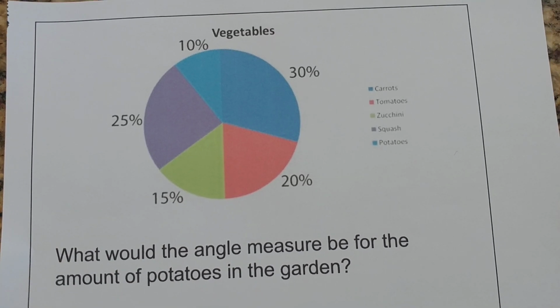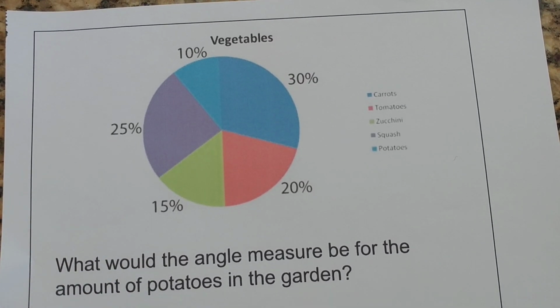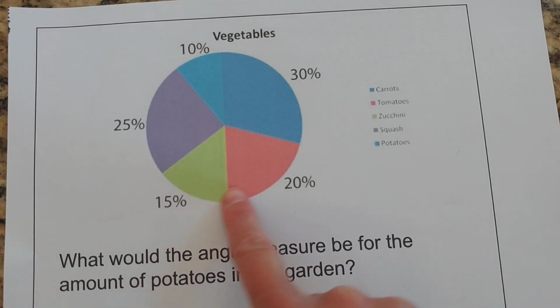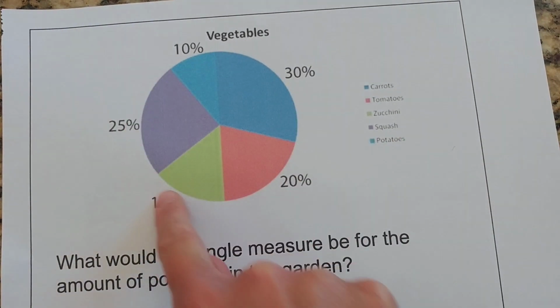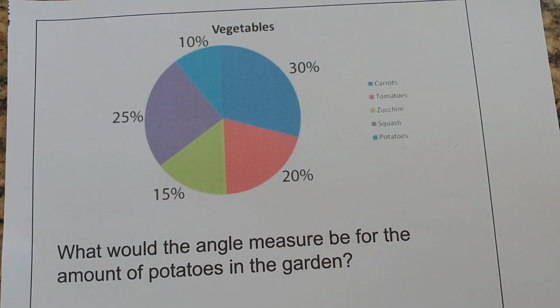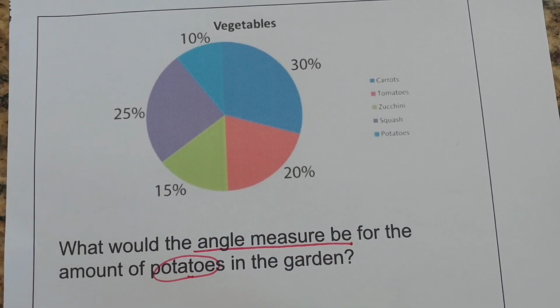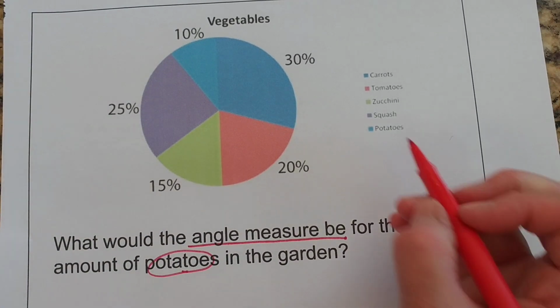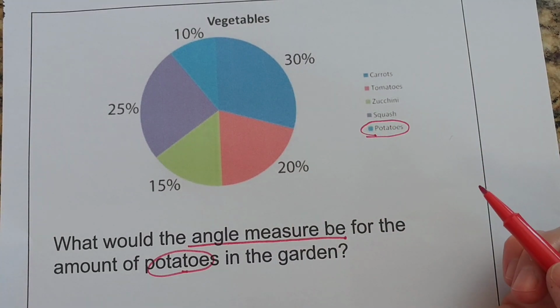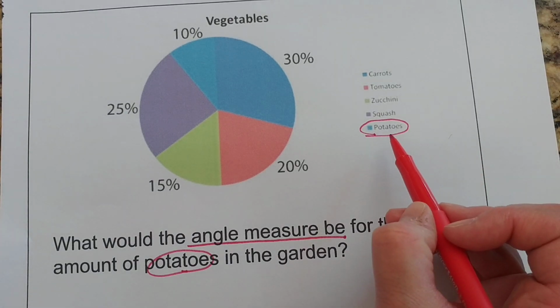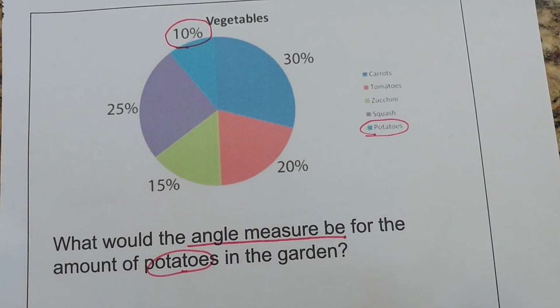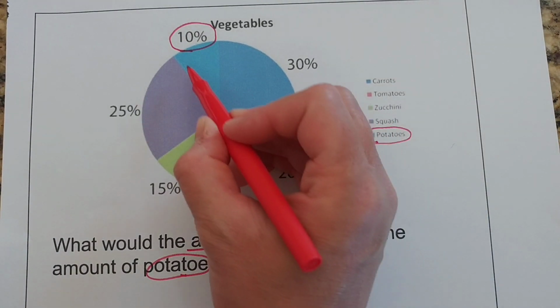Here in this example, we can see the different vegetables that have been planted in a garden. This circle graph tells us percentage. We know that all of these percents should add up to 100%. We are being asked, what would the angle measure be for the amount of potatoes in the garden? Well, let's find potatoes. Potatoes is in blue, and it looks like the blue part of potatoes is 10%. It's hard to see, but I think that it goes right with this lighter blue.